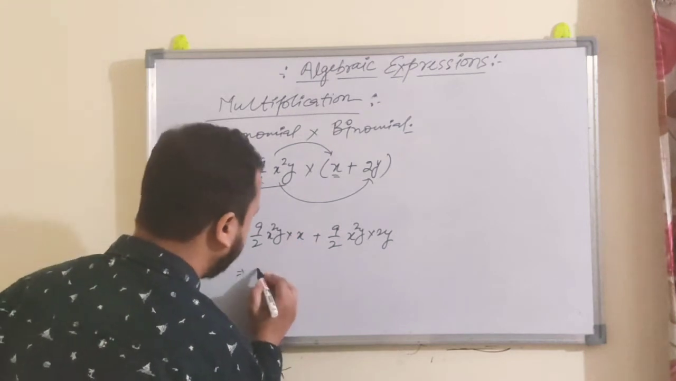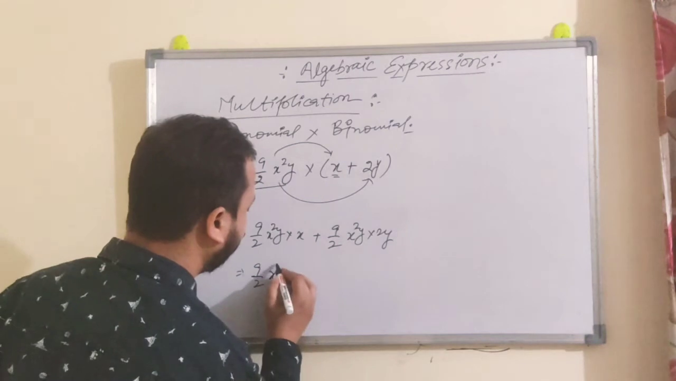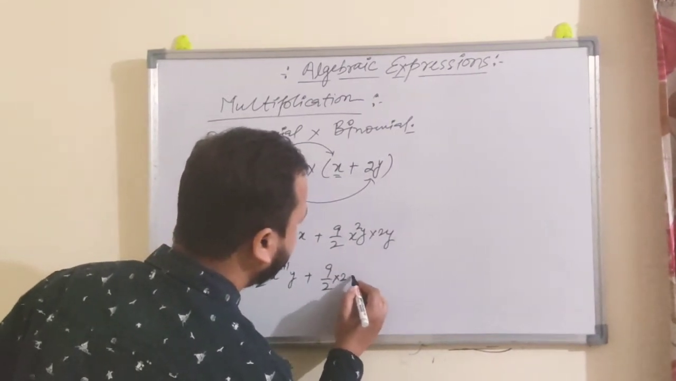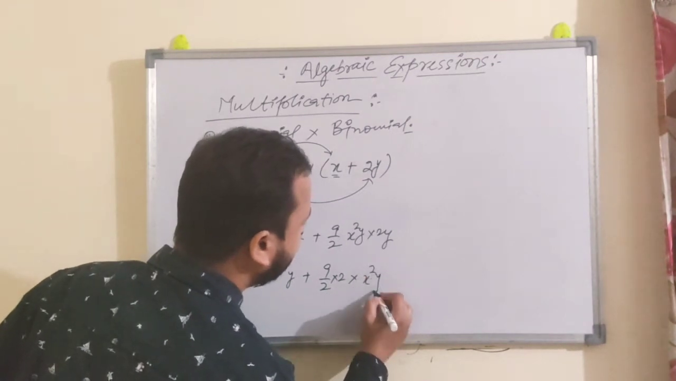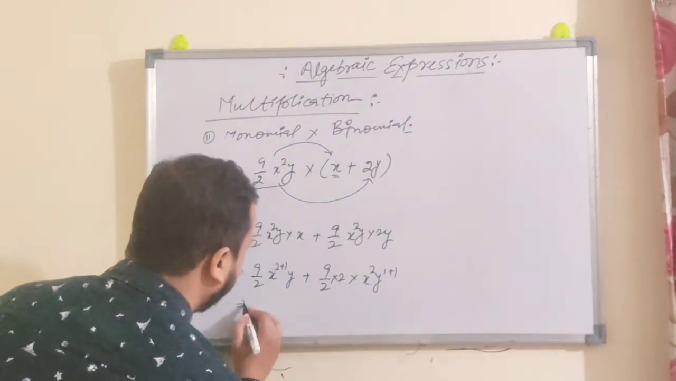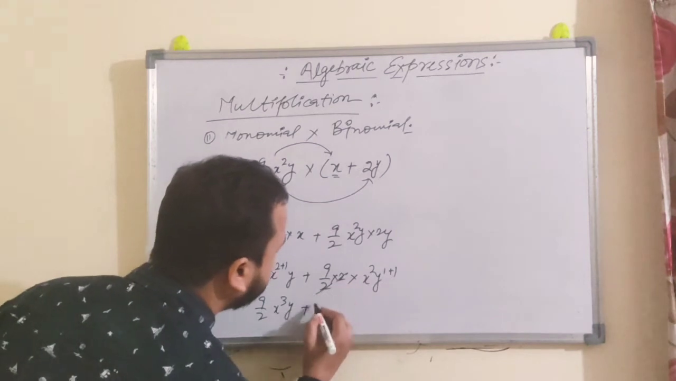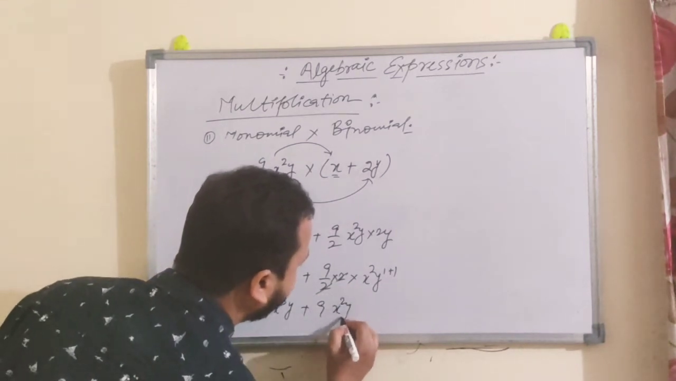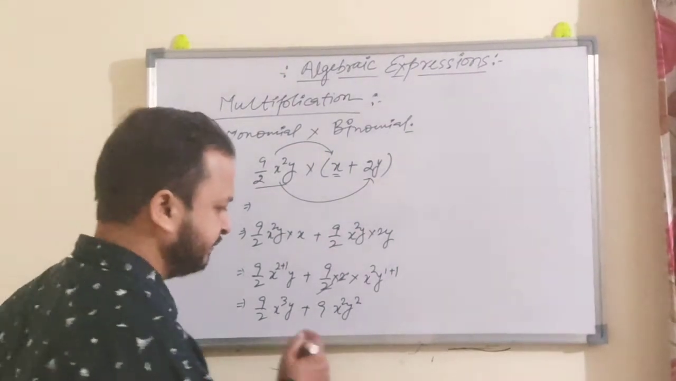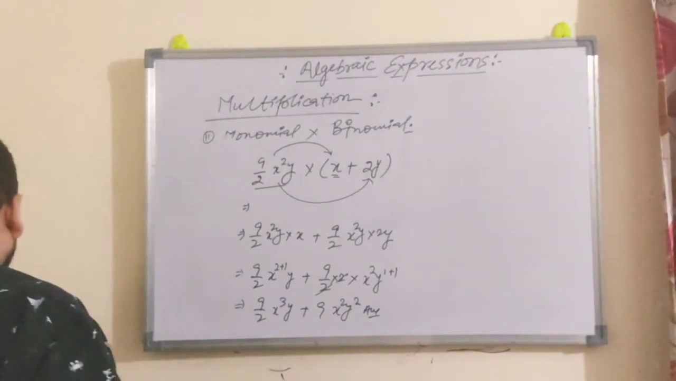Here no numeral values are given, so 9/2 x square, power 2 plus 1 is 3, into y, and here 9/2 into 2 and x square y, power 1 plus 1. So here we get 9/2 x cube y plus 9 x square y square. Right, so this is the answer. So this way you have to solve the question.